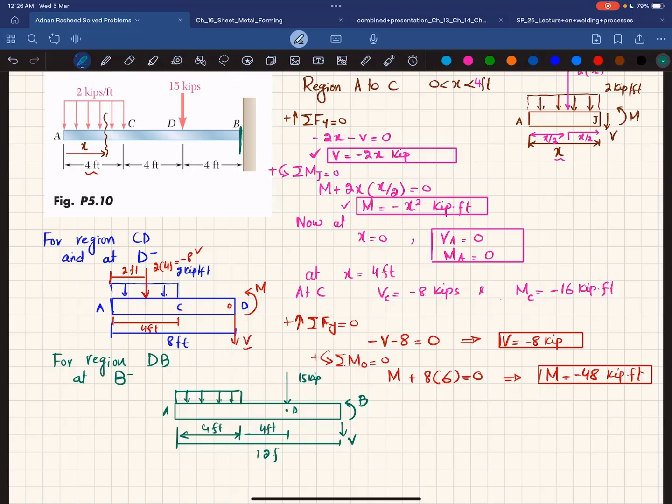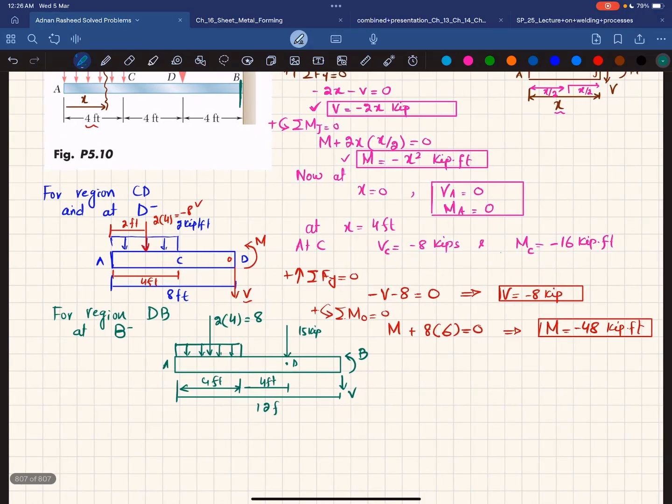Okay. So how will we find it? First, we will convert this distributed load, which is 2 kips per foot. So 2 multiplied by length 4 will be equal to 8. Clear? And then we will apply the shear force. Then we can find this shear force V and moment M by using the equations of equilibrium. The first equation is that the sum of all forces along the y direction must be equal to 0. So again, you can see 8, which is downward, so minus 8, minus 15 because it is downward, minus V is equal to 0.